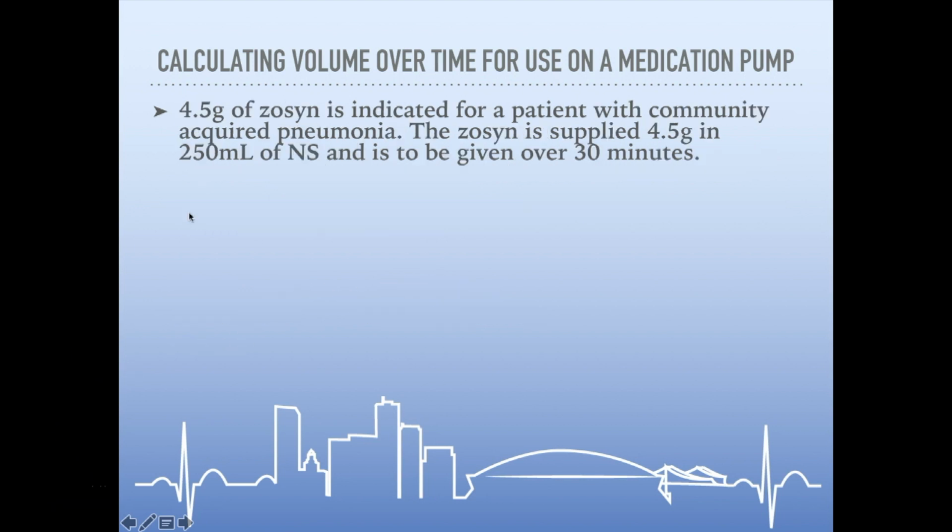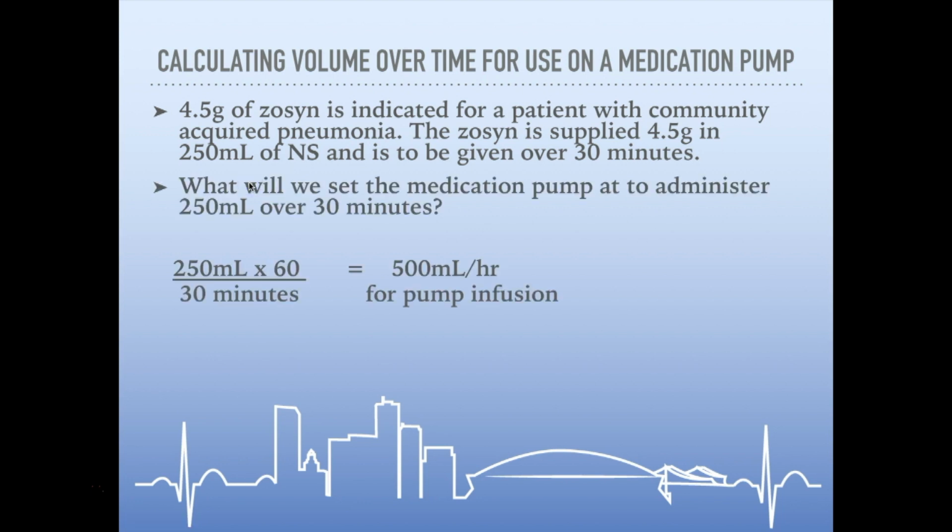This time, we have 4.5 grams of Zosyn that's indicated for a patient with community-acquired pneumonia. The Zosyn is supplied as 4.5 grams in 250 milliliters of normal saline and is to be given over 30 minutes. We'll set our formula up, and you'll see we have 250 milliliters for our volume. We'll multiply that by 60 for our time coefficient, and we'll divide that by our total time in minutes, which is 30. We'll calculate that, and we'll see we'll set our pump up at 500 milliliters per hour to make sure that we give that Zosyn over 30 minutes.